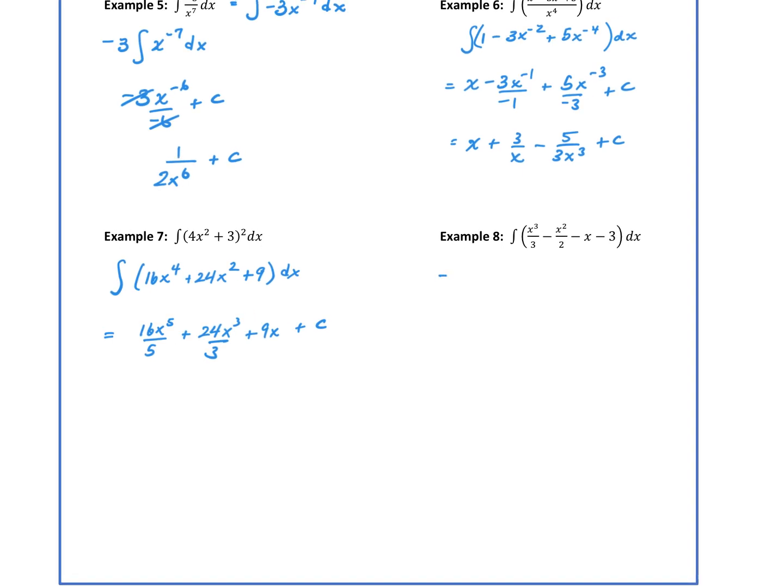All right, for number 8, we've got x to the 4th. We're dividing by 4, so this becomes a 12. This is x cubed, go up by 1, divide by 3, so I'm going to get 6 on the bottom. x squared over 2 minus 3x plus c.